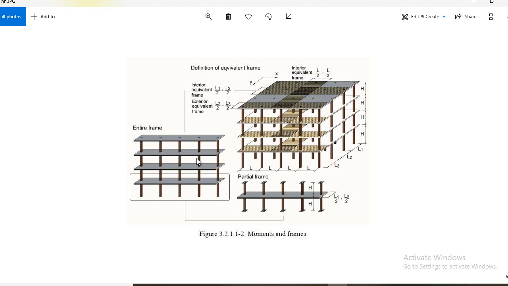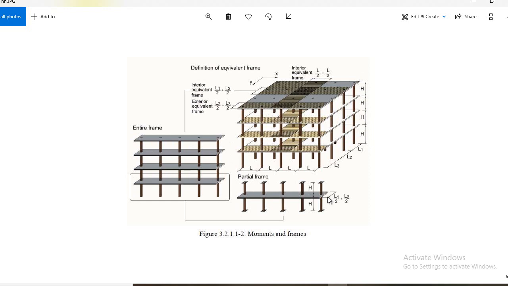In the equivalent frame method, basically what we do is select one interior frame and one of the top frames, if the heights of the frames are similar. Remember, if the heights of the frames are similar and there are no other such variations in the frame, we select this ground story frame.